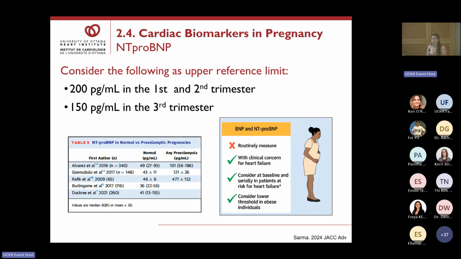There's certainly no role for routine NT-proBNP check in pregnancy. However, if you have a clinical concern for heart failure, or if you have a patient with underlying cardiomyopathy that you want to serially trend for pregnancy, those could be two common indications.